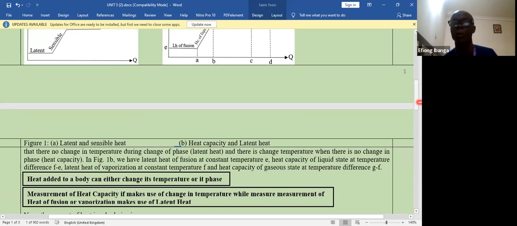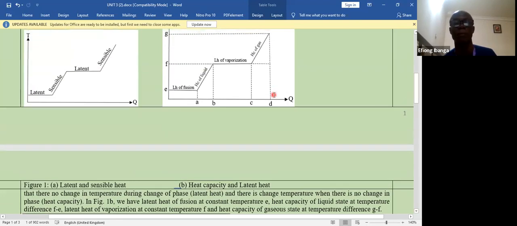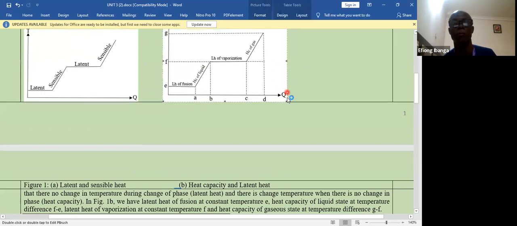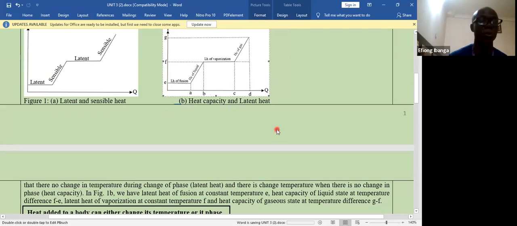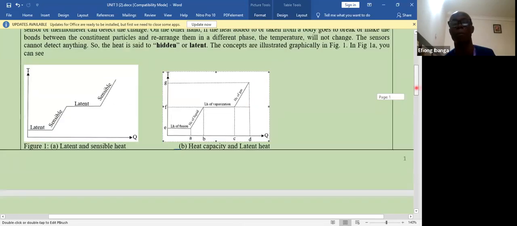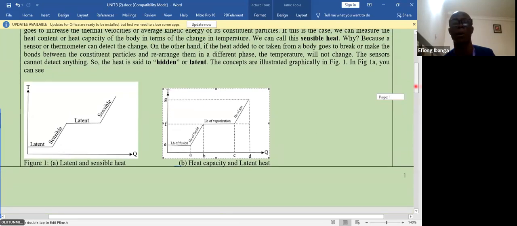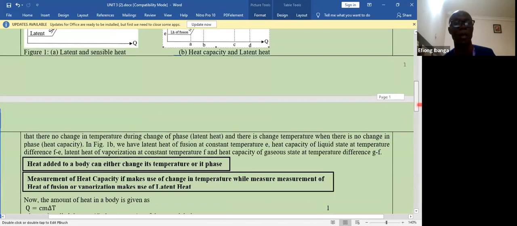All right. Let me arrange this so that, all right, that's how it's supposed to be. All right, so I have explained this.